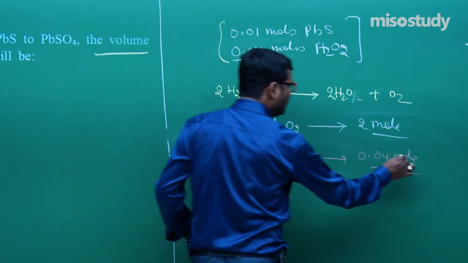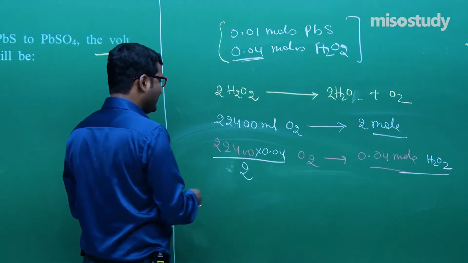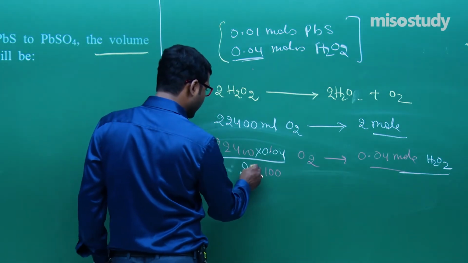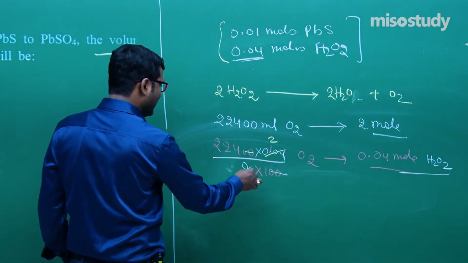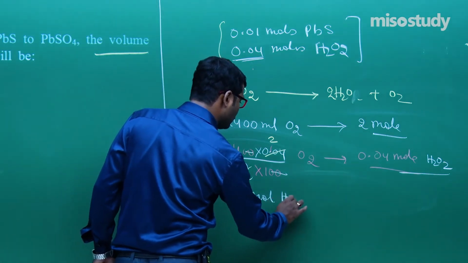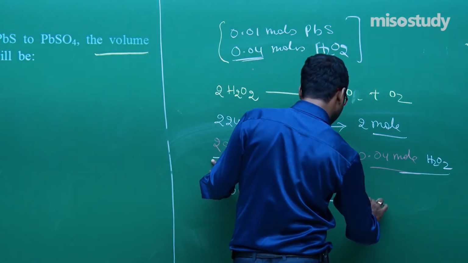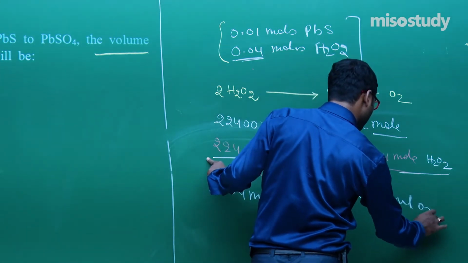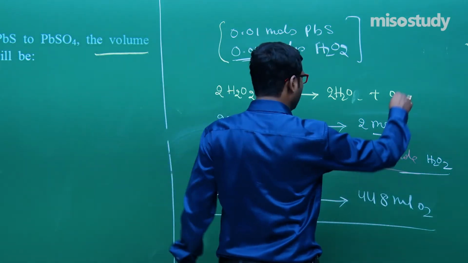By using 0.04 mole H2O2 we get this one. Now what will happen? Check it out. That is 100, now this will cancel, 2 to 4, and the 0 will cancel. By using 0.04 mole H2O2 what do we get? 448 ml of O2. Clear? Now here is given 10 volume.